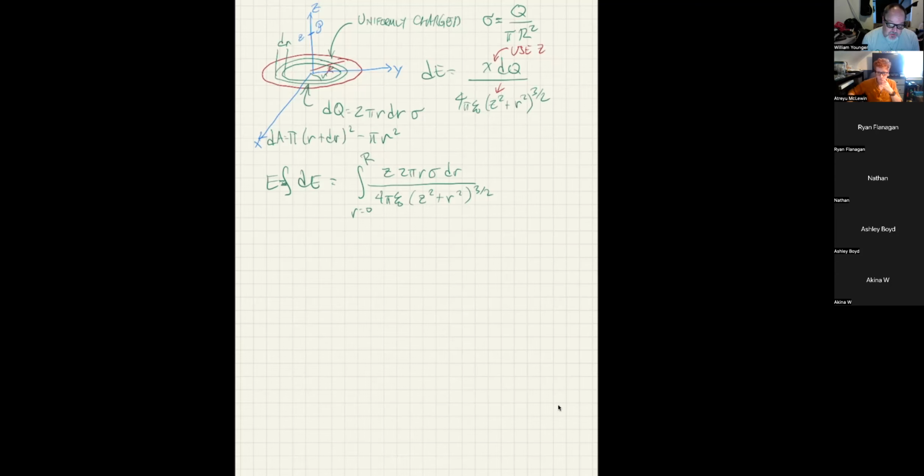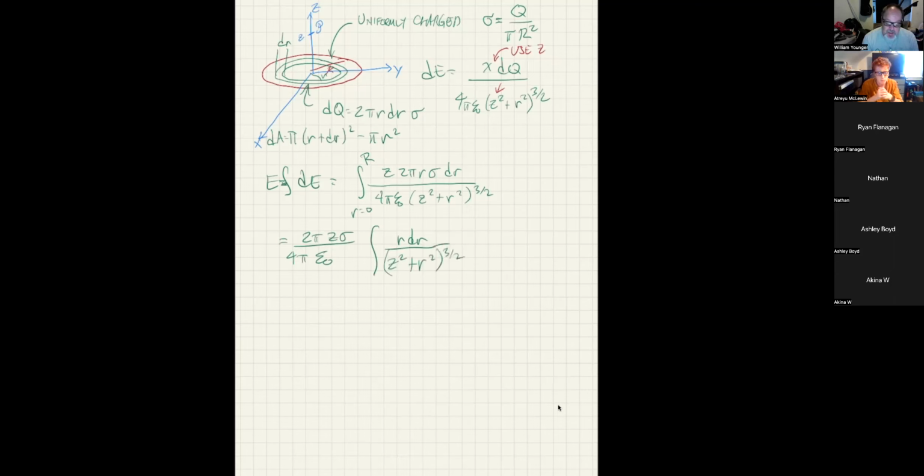Now you can see the z, the 2 pi, the sigma, the 4 pi epsilon naught, all that is just constants. So I'm going to pull that out in front and say 2 pi z sigma over 4 pi epsilon naught are the constants. And then what's left inside is r dr over z squared plus r squared to the 3/2.